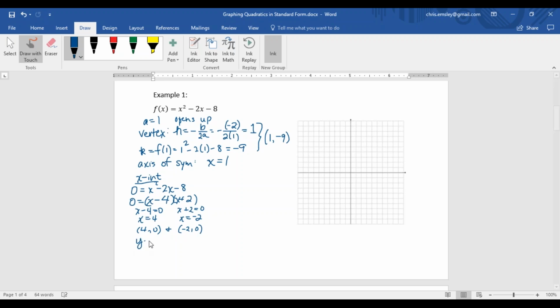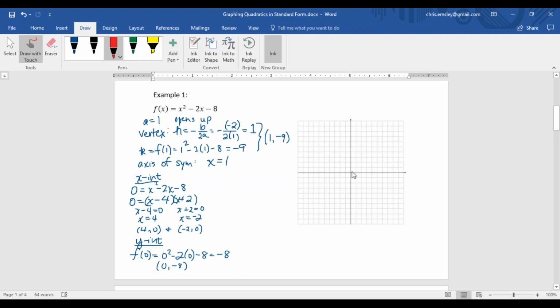And then we'll look at our y-intercept. Y-intercept is usually going to be a pretty easy calculation because we're just plugging in 0 for all those x values. So we get 0 squared, which is 0, minus 2 times 0, which is also 0, minus 8. So that is just negative 8. So there's our y-intercept. And so I think we're ready to put all of that information on our graph.